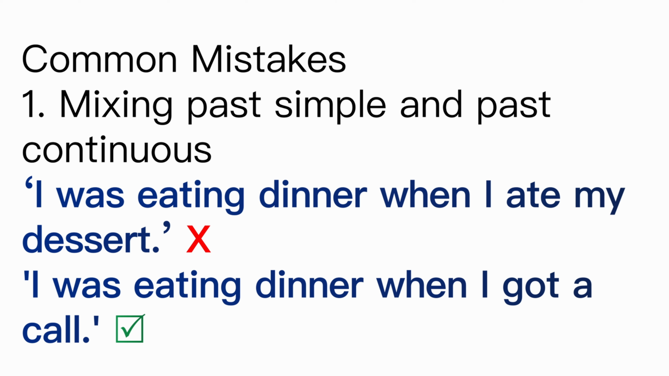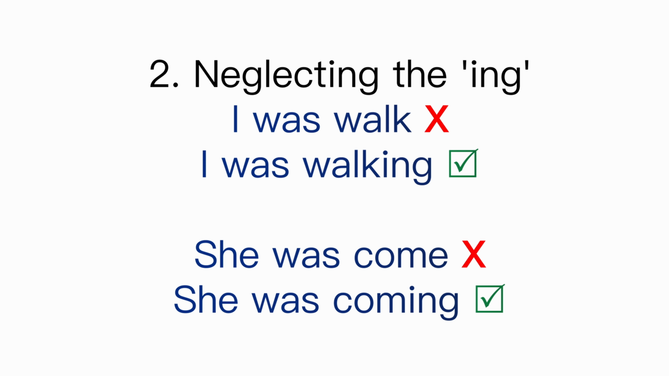Now, let's tackle some common mistakes, mixing past simple and past continuous. Avoid sentences like I was eating dinner when I ate my dessert. Instead, say I was eating dinner when I got a call. Another mistake people make is neglecting the ing. Always remember to use the base verb plus ing to construct the continuous tense.